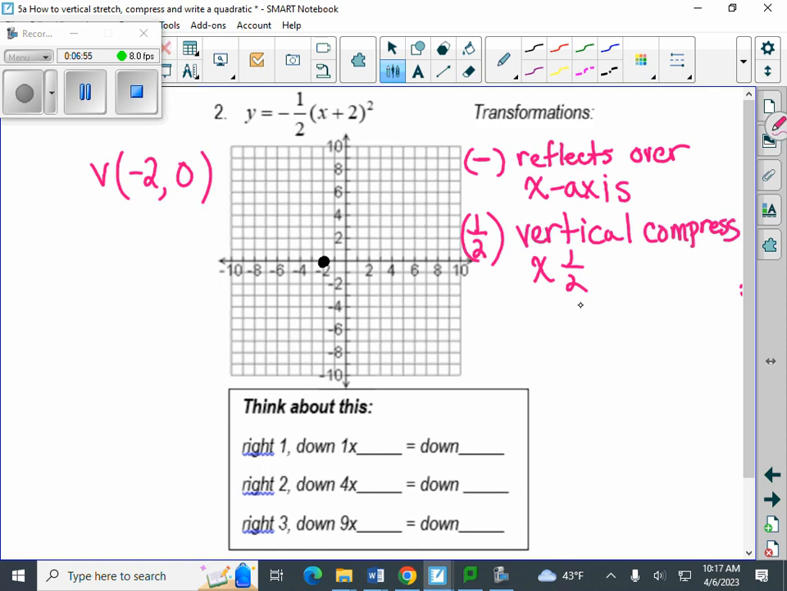We already know what the plus 2 does inside the parentheses, because in order to graph our vertex, what we did is we moved our graph left 2.